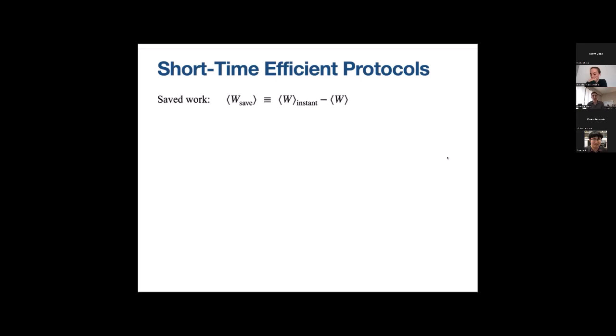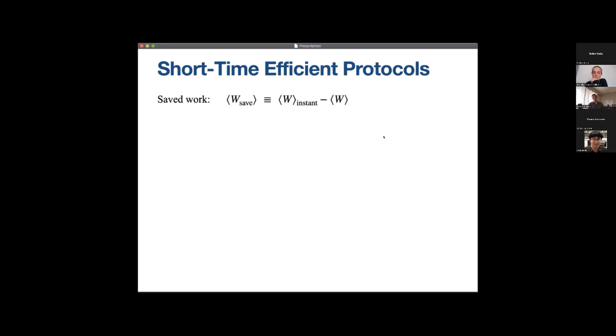And this is how much work you save in comparison to an instantaneous protocol. So you can imagine with this harmonic trap, you start at your initial stiffness, and then you just infinitely fast jump to the end of your protocol. And that's what this instantaneous work quantifies. So you want to quantify how much work you save in comparison to that by spending a short amount of time relaxing towards equilibrium.